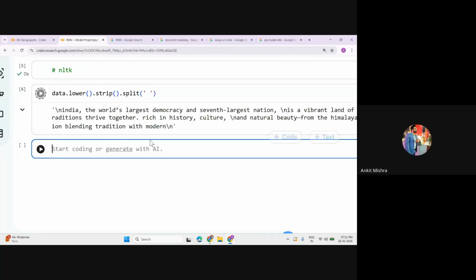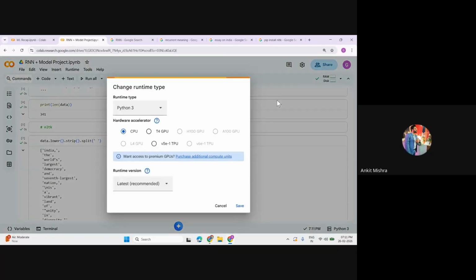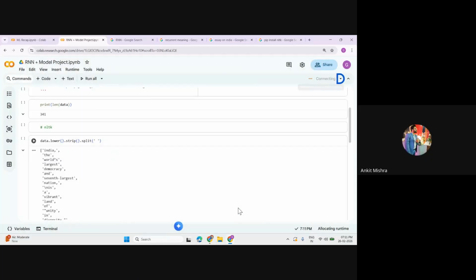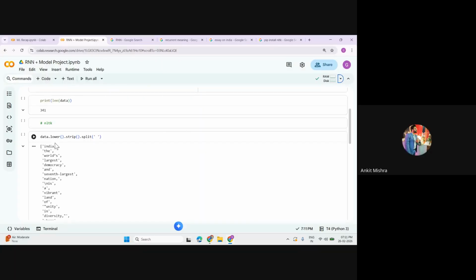Okay, let's wait for this to execute. And meanwhile, I'll go to this one. I'll select change runtime because I have to train a model now. So let me change this to TensorFlow, right? Or like GPU access for this particular model that we are going to create using Google Colab, right? Okay.